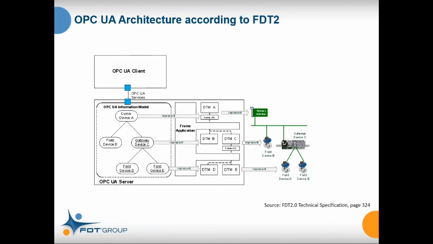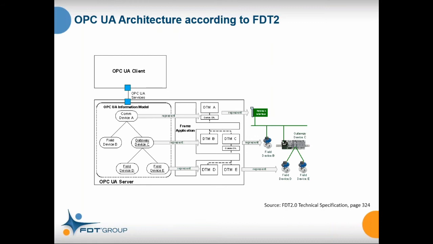Basically, the OPC information model is accessed by the OPC-UA client, and when the client reads information from the OPC-UA information model, the read is redirected to the DTM, and if it's an online read, it's redirected to the device, and then the information is returned back to the client. So this is basically the goal that we have.